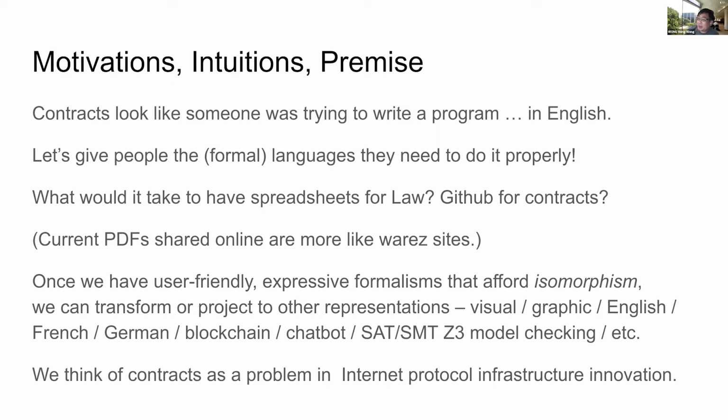If we can take a proper computer science approach to this, we can have expressive formalisms that you can then transform, transpile, compile, and project to other representations, whether visual, like graphs and diagrams. You can turn it into English or French or German or Spanish. You can compile it to a blockchain, or implement it as a web app with a chatbot. You can push it into a model checker using Z3. So we think of contracts as basically a problem in internet protocol infrastructure.